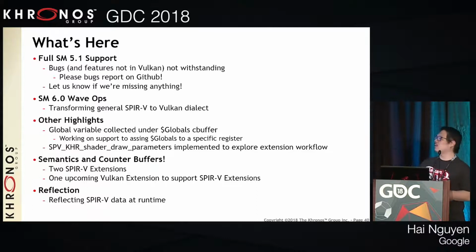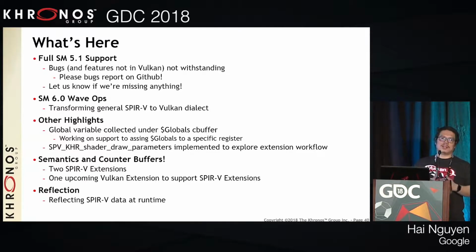Some other highlights that have made it into DXC recently. Global variables are now collected under the global cbuffer, and these are variables that are externally visible and are of simple types like int or float2 or matrix, not any of the opaque objects. We've also been experimenting with what it looks like to get extensions in HLSL from the DXC side, and we implemented SPV_KHR_shader_draw_parameters as a first version of this. And there's a bit of magic happening in here. When you use the IDs from this, it automatically detects it and then inserts the extension.